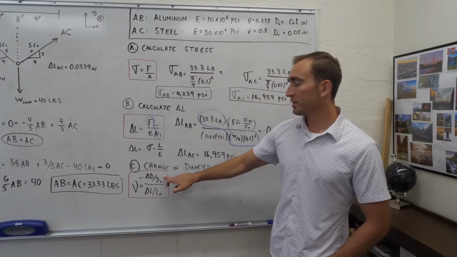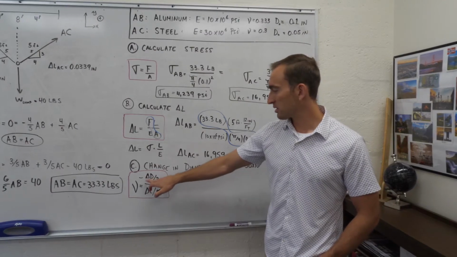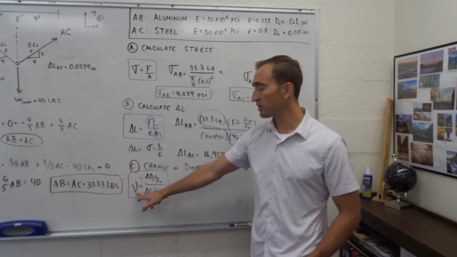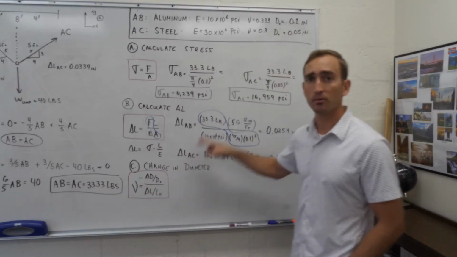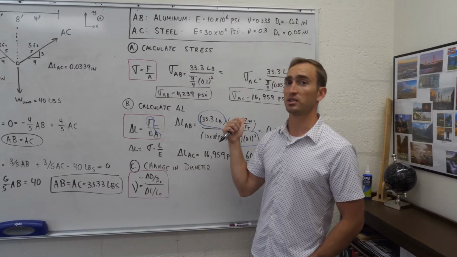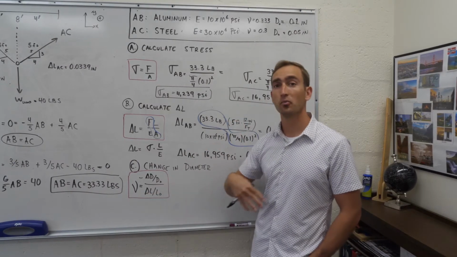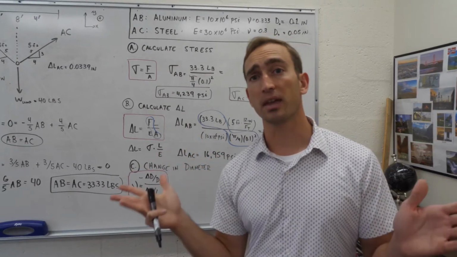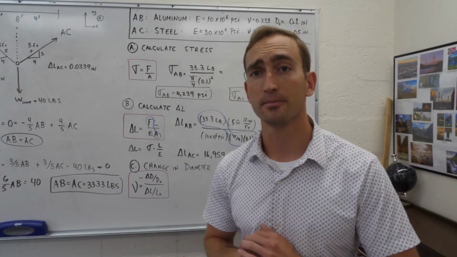So what this tells us is that to solve for change in diameter, all we have to do is use the Poisson's ratio we were given, the initial diameter, which we were given for both cables, the change in length, which is what we just calculated, and the initial length, which is what we already knew. So it's fairly easy for us to set up this equation for both of the cables, and I'll write that on the board right now.